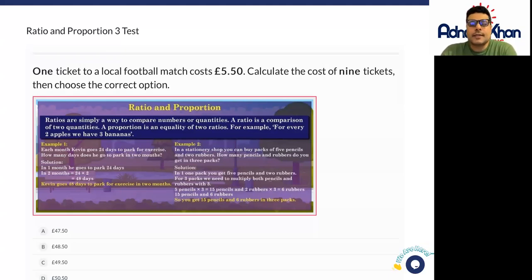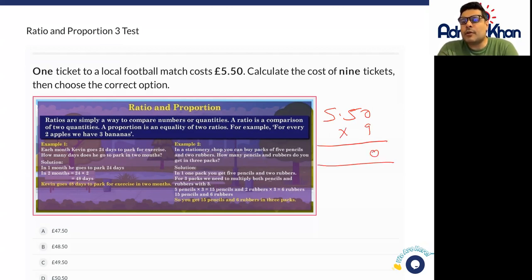So in this particular question, one ticket to a local football match costs £5.50. Calculate the cost of 9 tickets. So one ticket, we already know, costs £5.50, but we need to work out the cost of 9 tickets. So you simply just multiply these together.